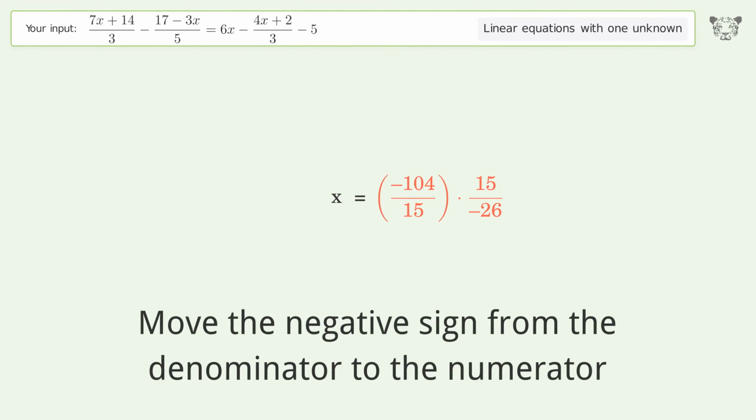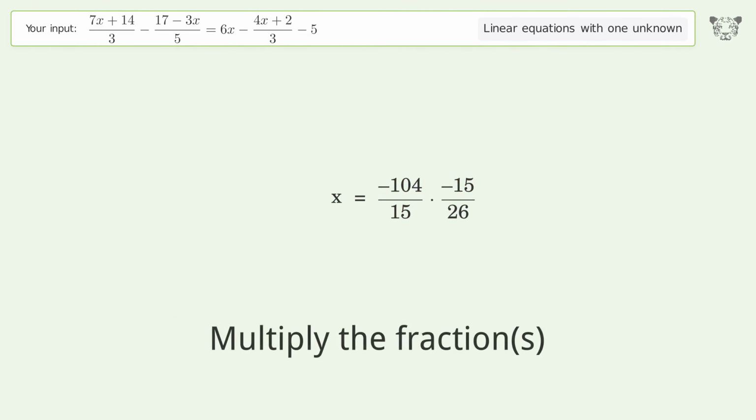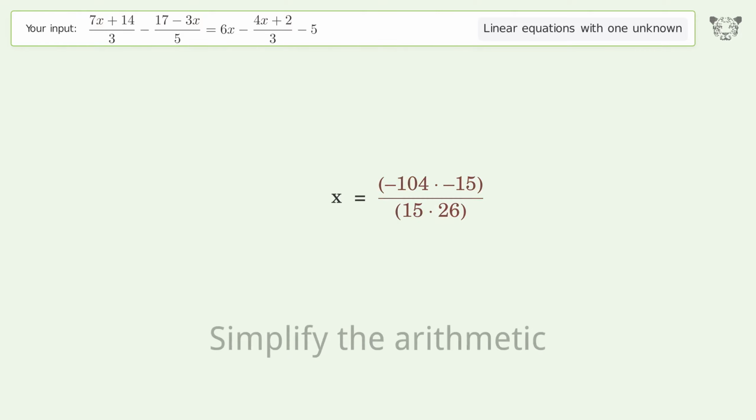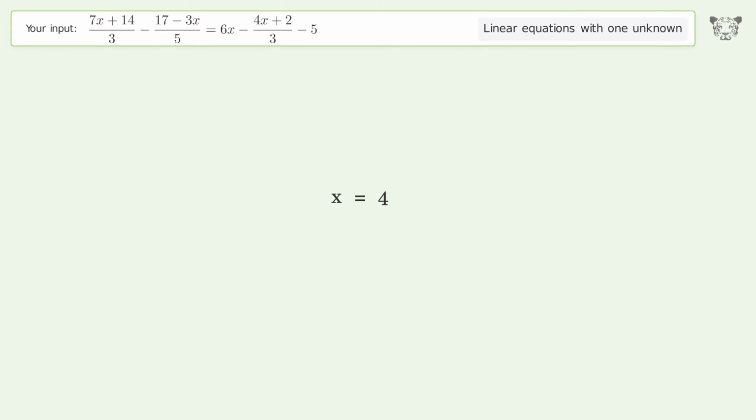Move the negative sign from the denominator to the numerator. Multiply the fractions. Simplify the arithmetic. And so the final result is x equals 4.